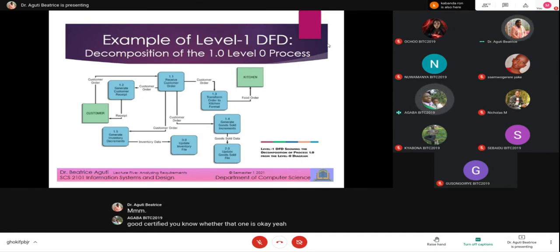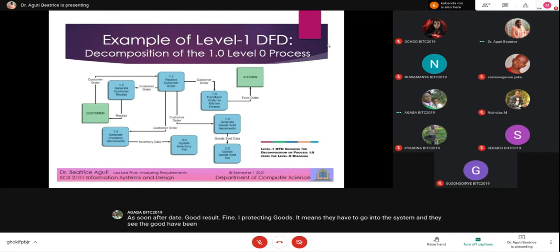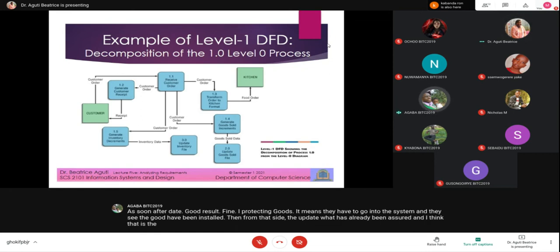It is fine. As 2.0, they say update goods sold file. Updating goods sold means they go into the system, see the goods which have been sold, and from that file they update what has already been sold. And I think that is the end of the process.